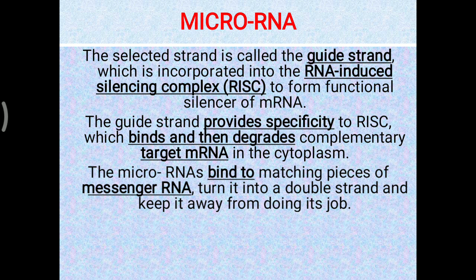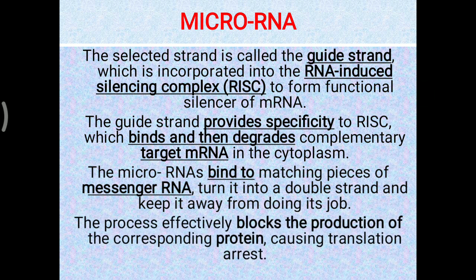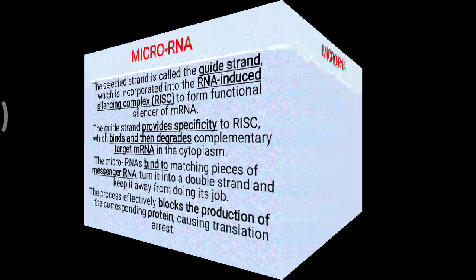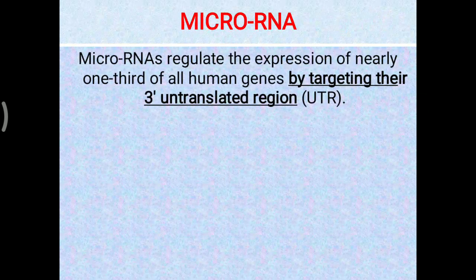When it is attached, it keeps the mRNA away, so the mRNA is not able to perform its job. The process effectively blocks the production of the corresponding protein, causing translation arrest. Because the microRNA guide strand is generated, it stops further protein formation by affecting this messenger RNA. So microRNAs regulate the expression of nearly one-third of all human genes by targeting their 3' untranslated region. Basically, it is attached to the 3' untranslated region.